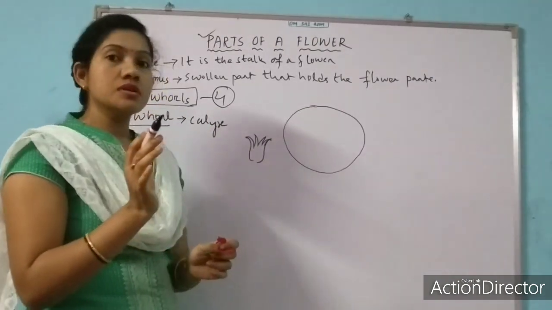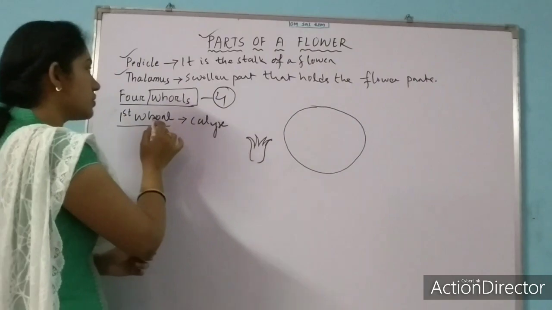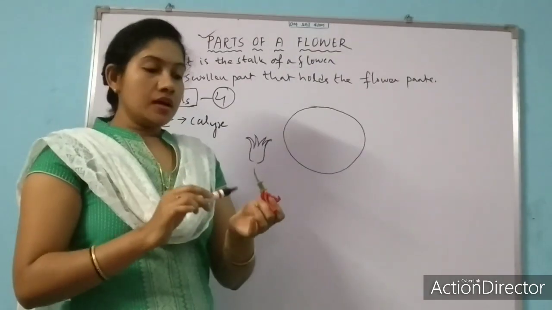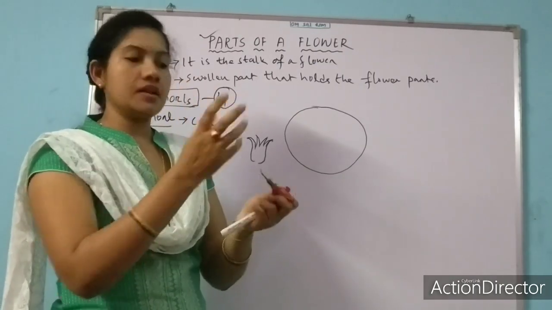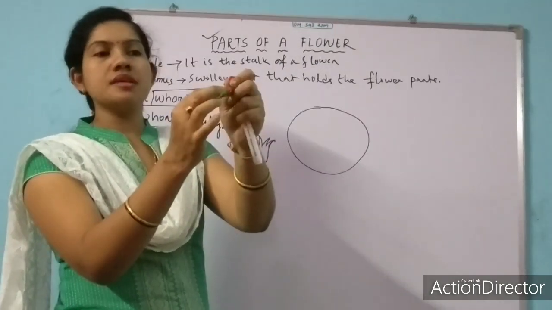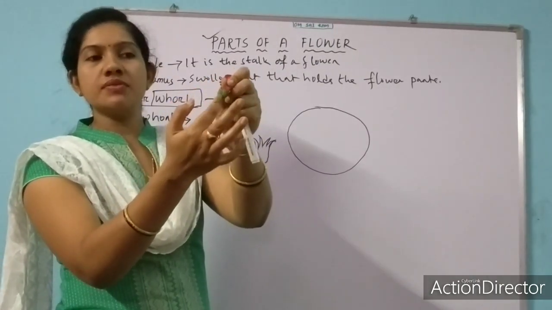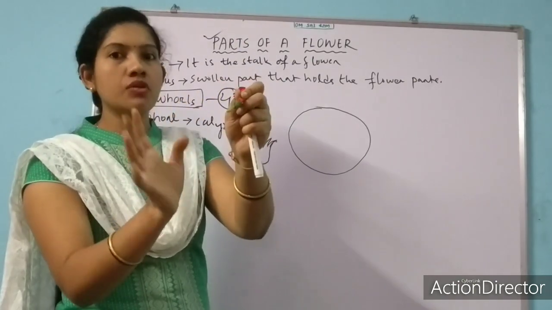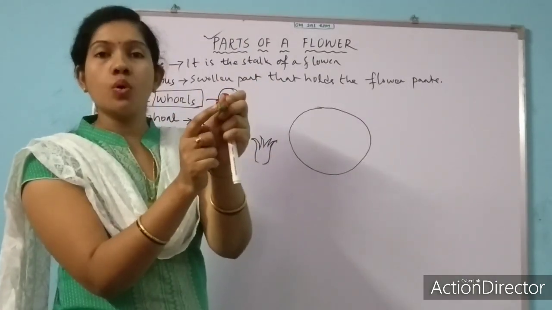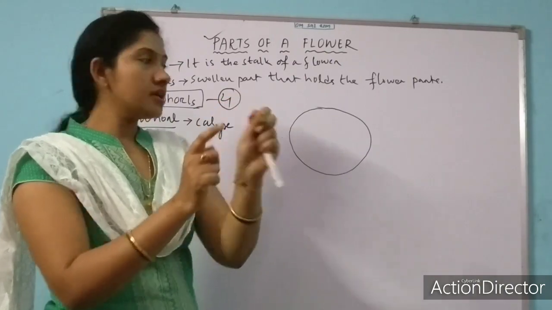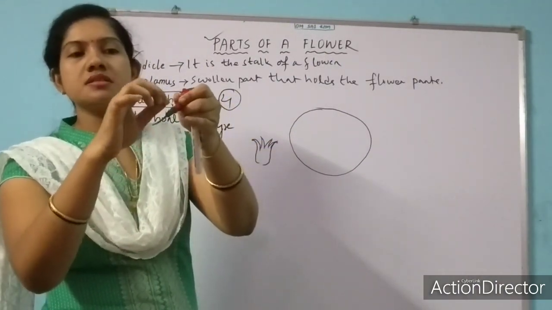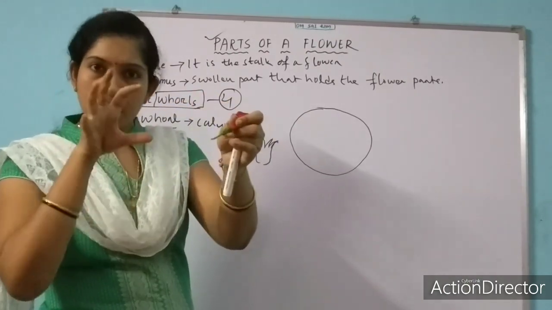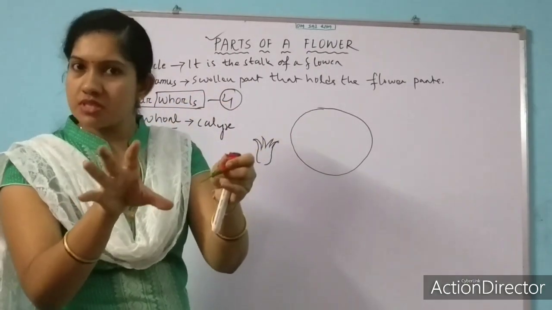Don't get confused by the word whorl. W-H-O-R-L, whorl. Whorl means a thing that arranges itself in a circular manner. You can see these are the sepals and they arrange themselves in a circular manner. That's why we call it a whorl. So the first whorl of a flower is what? Sepals, the collection of sepals. This is a sepal, this is a sepal. Again, I will show you clearly when we have the dissection of the flower.